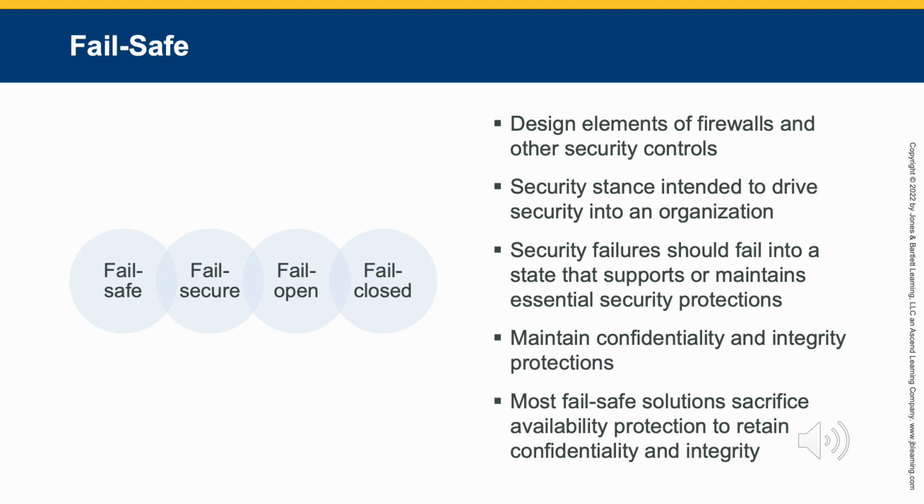Fail-safe. Fail-safe is a series of options where a device can either fail secure, meaning allowing some traffic, fail open, allowing all traffic, or fail closed, denying all traffic. These are design elements of firewalls and other security controls. It is a security stance intended to drive security into an organization. Security failure should fail into a state that supports or maintains essential security protections, like the options we just talked about. Maintain confidentiality and integrity protections. Most fail-safe solutions sacrifice availability protection to retain confidentiality and integrity.